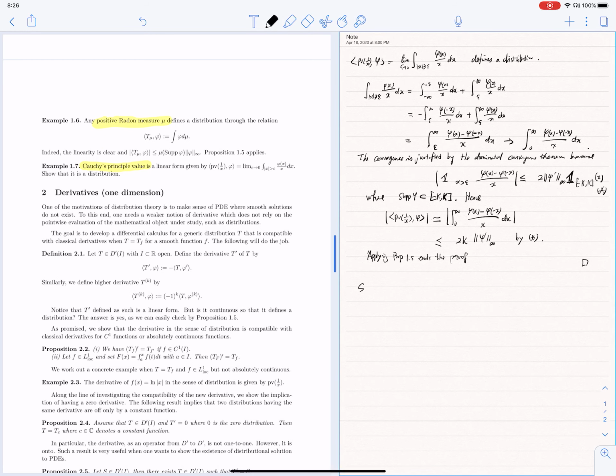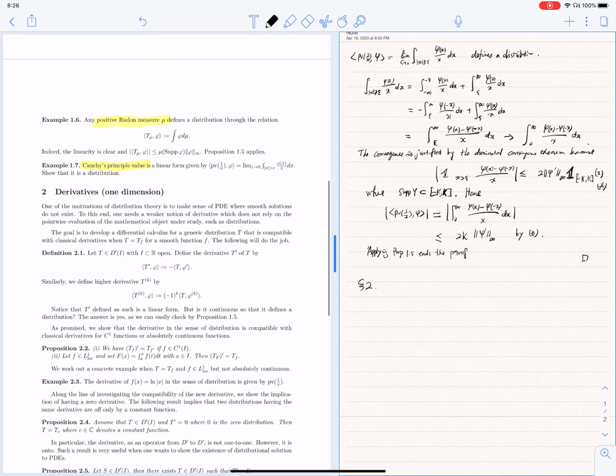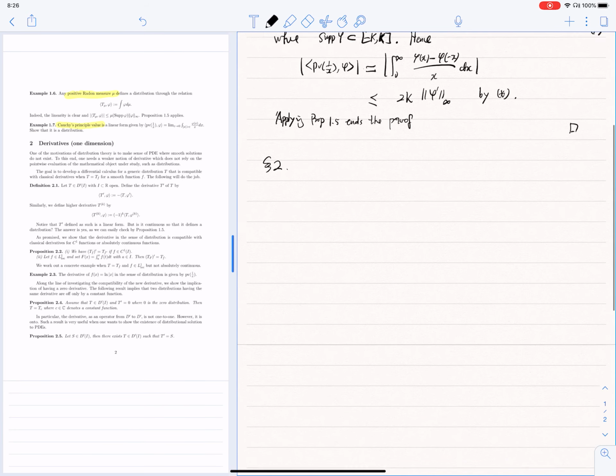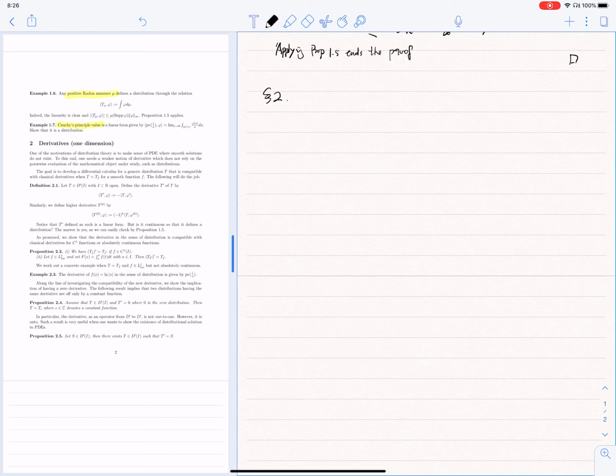Second section. Okay. So second section is about derivatives, and we only focus on one dimension in this lecture, and we are going to generalize it to multi-dimension later on. The reason being that notationally speaking, derivatives in one dimension is much easier to handle.